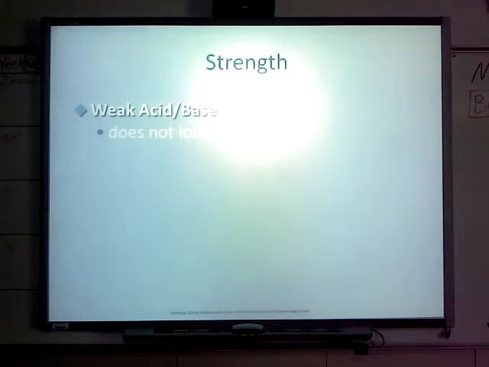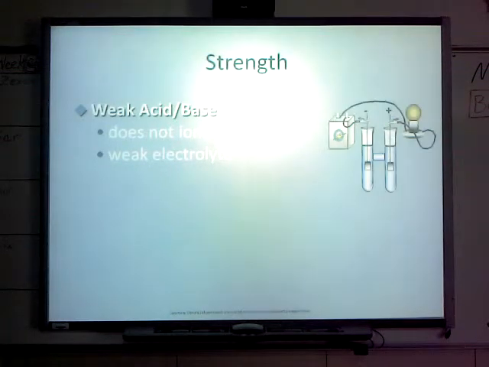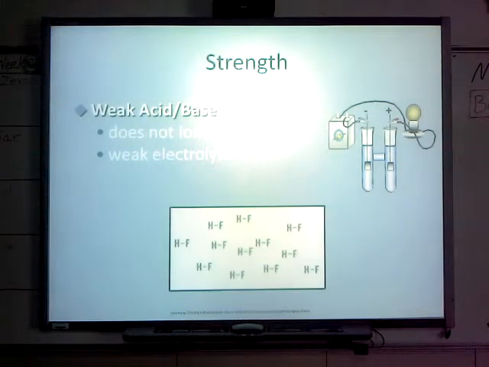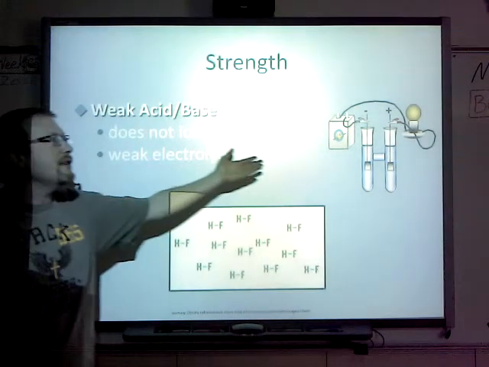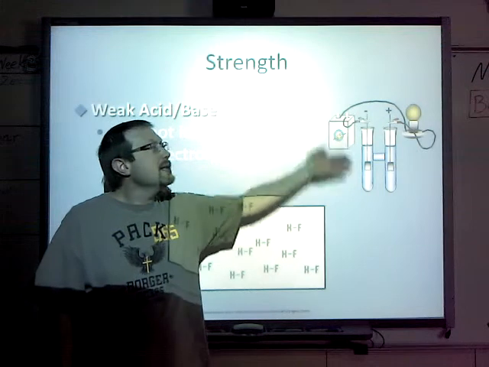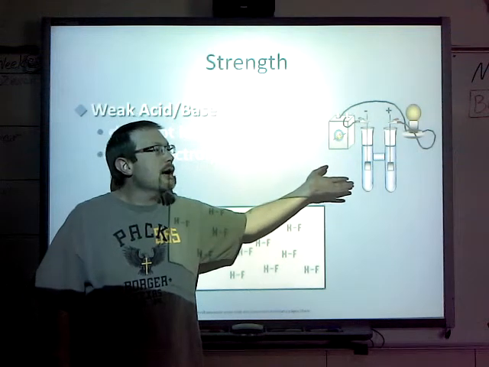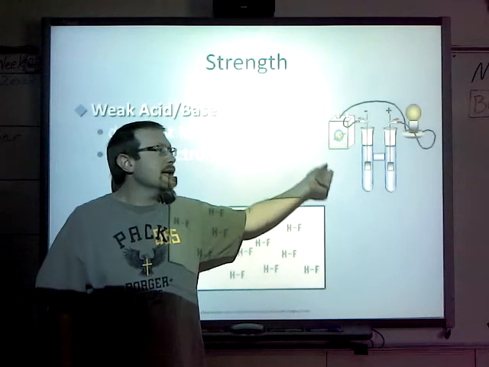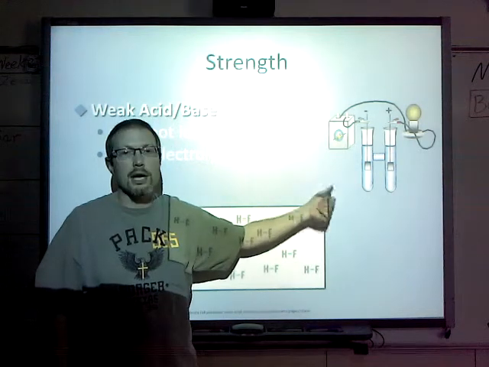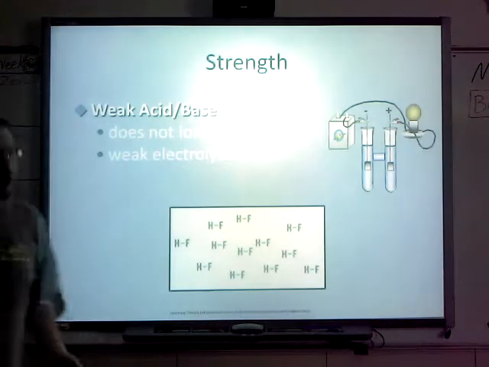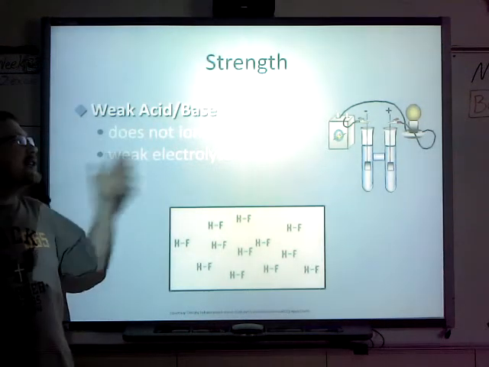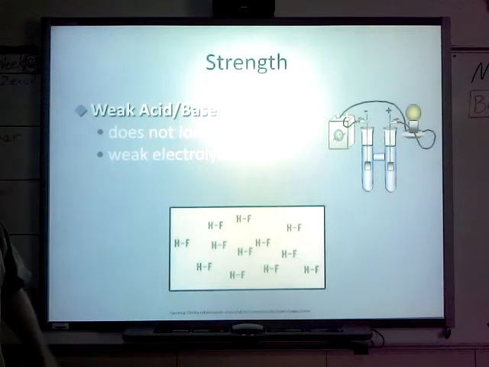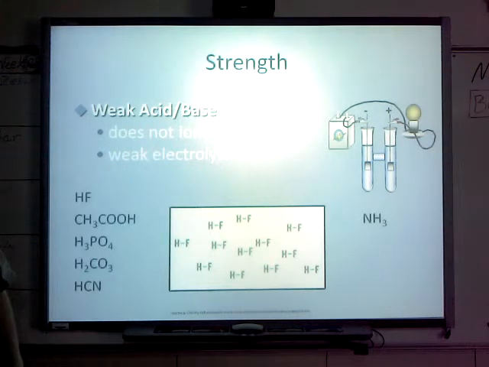Weak acids and bases do not ionize completely. They tend to be weaker electrolytes. They don't conduct electricity quite as well. And so you can actually use a conductivity meter, like we've done in class, to test how strong or how weak an acid is. If it conducts electricity very well, it tends to be a strong acid, and if it doesn't, it tends to be a weak acid or a weak base. Okay? Here are some weak acids.